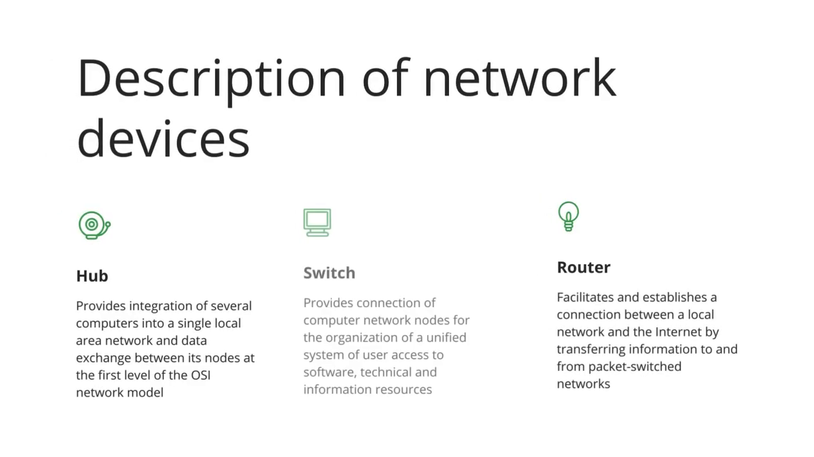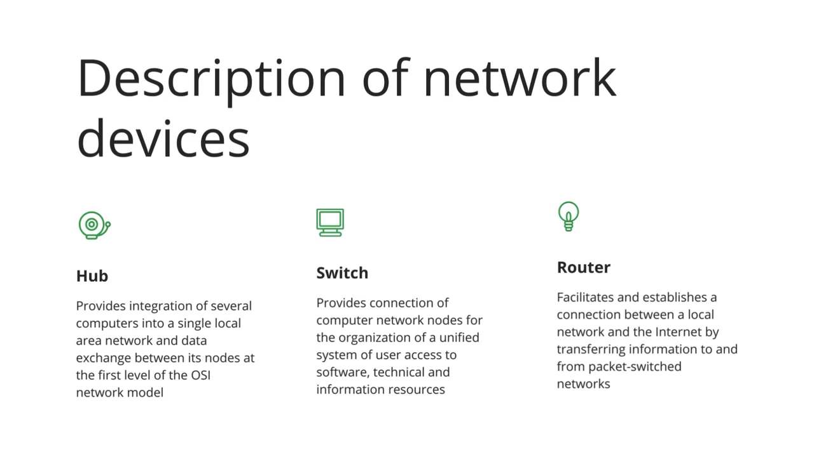Description of network devices. A hub provides the integration of several computers into a single local area network and data exchange between its nodes at the first level of the OSI network model. Its main task is to receive a signal with information to one of the ports and transmit it further to other ports. However, there may be collisions in the hub due to a possible collision of a data packet on one of the ports, which significantly slows down the data transfer process.